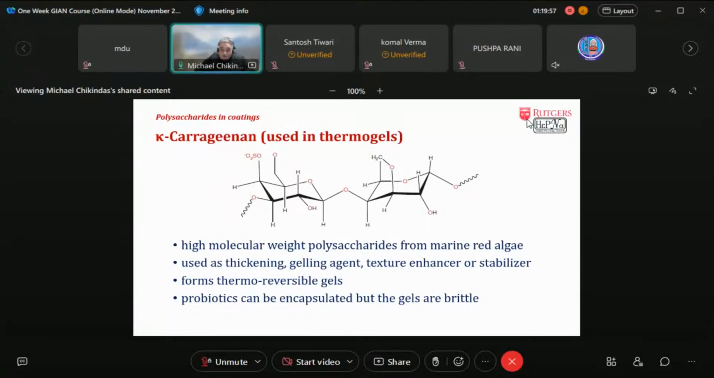Gellan is another example of a polysaccharide used in coatings. So it's a relatively high weight polysaccharide from the algae, used as a thickening agent in the food industry as a gelling agent. Forms thermoreversible gels, depends on the temperature, so it can go into different stages. And probiotics can be formulated into these kinds of gels, but we have to keep in mind that these gels will be brittle, so additional protection may be required to keep them stable and not to be damaged.